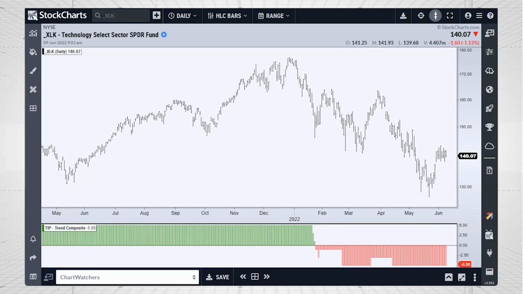So I was going through these sector charts and looking at the trend composite and the overall trends, and 9 of the 11 sectors are in downtrends. Only 2 are in uptrends. I'm sure you can guess which ones those are. One of them has a big E in it, energy, XLE. The other one is utilities, XLU. But the other 9 are in downtrends.